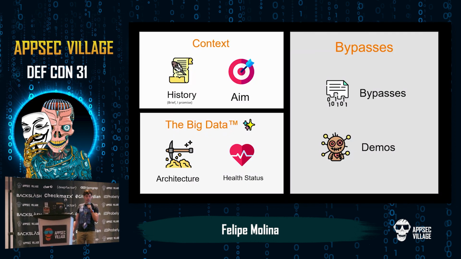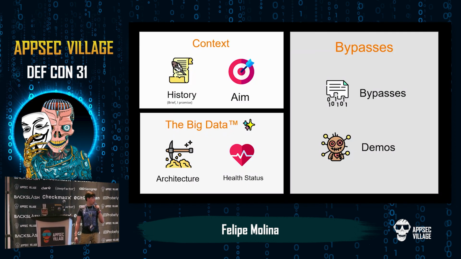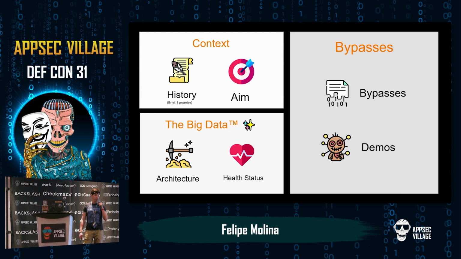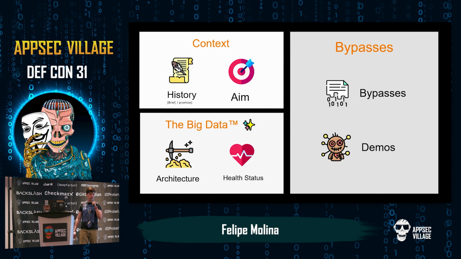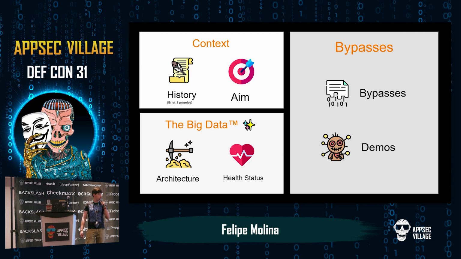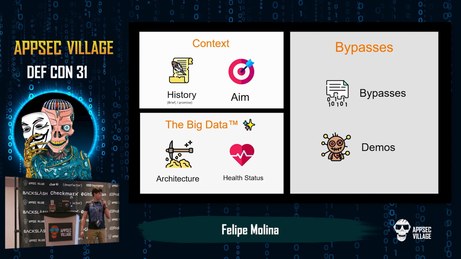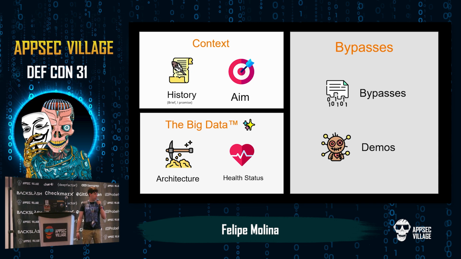Anyway, I've divided this talk into 3 different blocks. The first one is going to be the context with a bit of brief history and the aim of CSP, the content security policy. The second part is going to be the big data part, where I explain the architecture that I came up with to scan 1 million sites of the internet to understand the health status of content security policy. The third block is going to be the bypasses themselves, with a bit of demo if we have enough time.